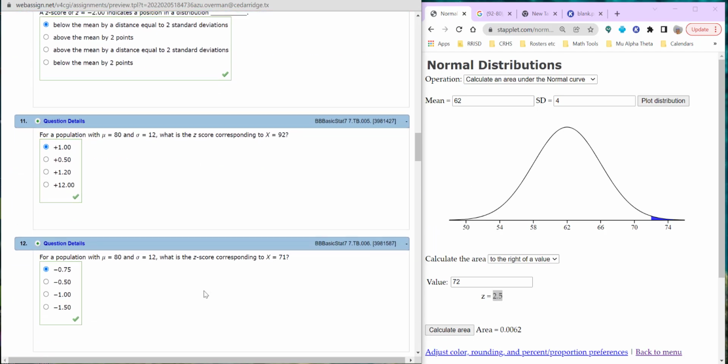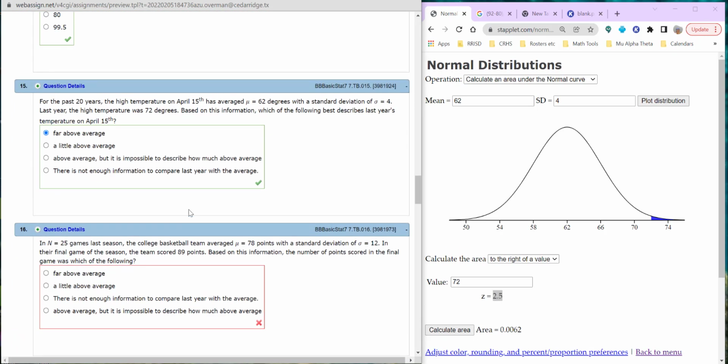Okay. So there we go. Far above average. If in n equals 25 games last season, the college basketball team averaged a mean of 78, so I'm going to put 78 in, and a standard deviation of 12. In their final game, the team scored 89 points. Based on this information, plot the distribution, 89.